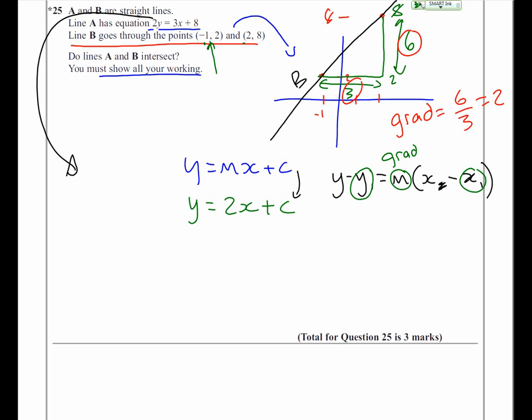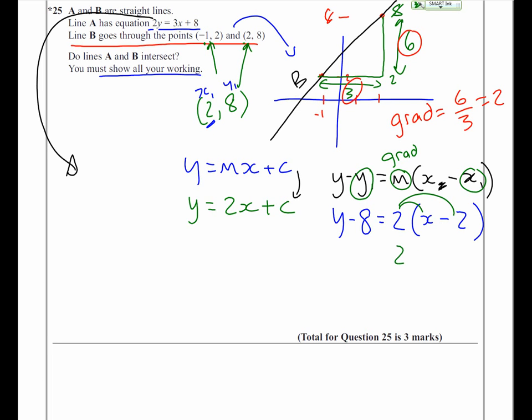So you can use whichever point you want. 2 and 8 might be nicer because it's both positive. So that's your x1, y1. So you're going to have y minus 8 equals m, which is 2, times x minus 2. Expand out this bracket: 2x minus 4. y minus 8 equals that, so y equals 2x plus 4 because we add 8 to both sides. That is the equation of line B.